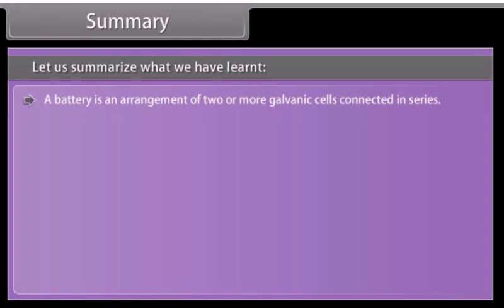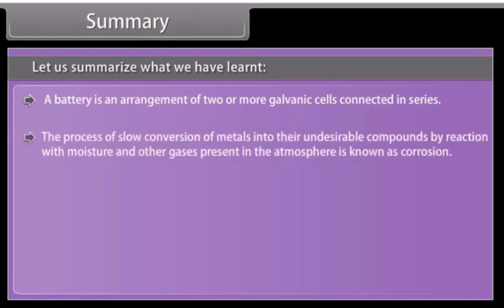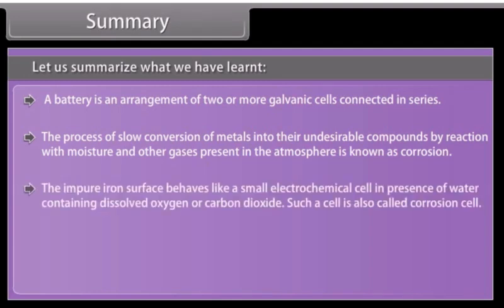A battery is an arrangement of two or more galvanic cells connected in series. The process of slow conversion of metals into their undesirable compounds by reaction with moisture and other gases present in the atmosphere is known as corrosion. The impure iron surface behaves like a small electrochemical cell in the presence of water containing dissolved oxygen or carbon dioxide. Such a cell is also called a corrosion cell.